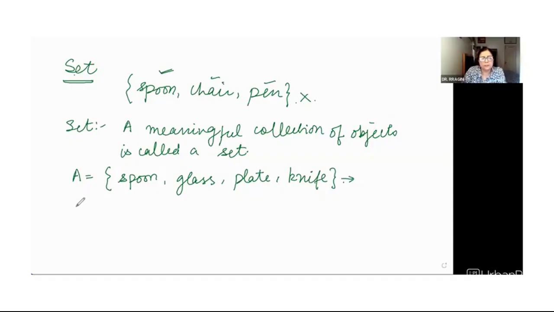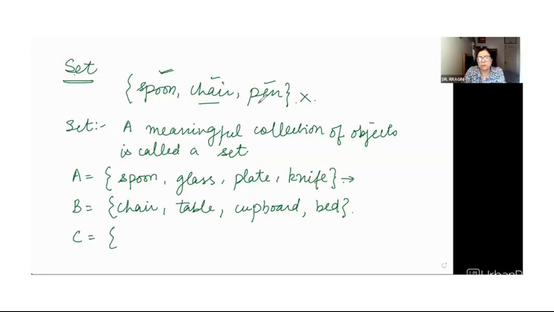The second thing is, like if we take another element like chair, we can make another set of similar items like chair, table, cupboard, bed. Now we can say that they have a common property, they are elements of furniture, right? And the third one, like I used here, it is a pen. So pen, pencil, ruler, eraser.